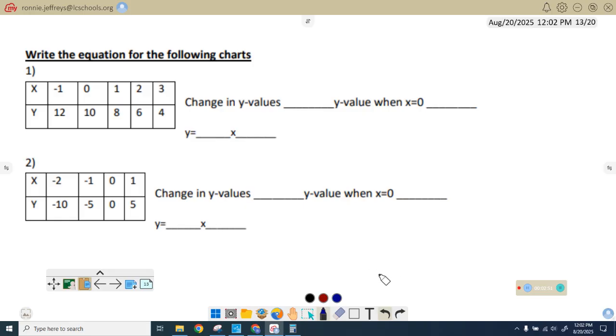Now if we're doing this, all right, on number 1, let's look at our change in Y values. What's happening each time as we go from left to right? Down by 2, so it's -2. So that is our A value. Okay. All right. What is our Y? Let's see, X is 0 right here, so our Y value is, so that is our equation.